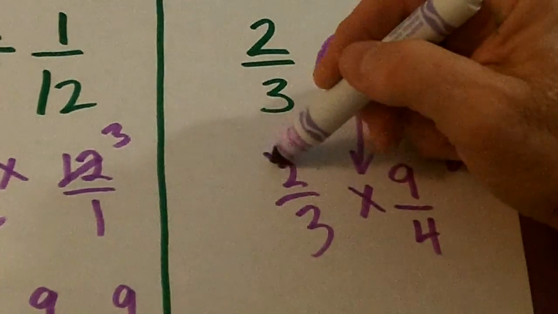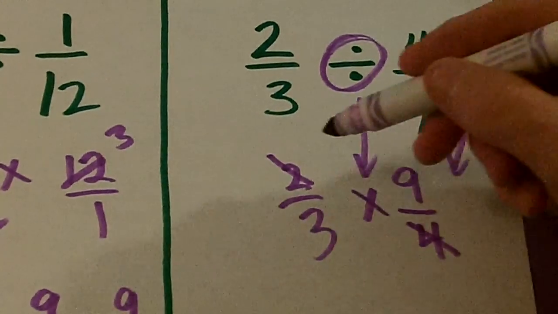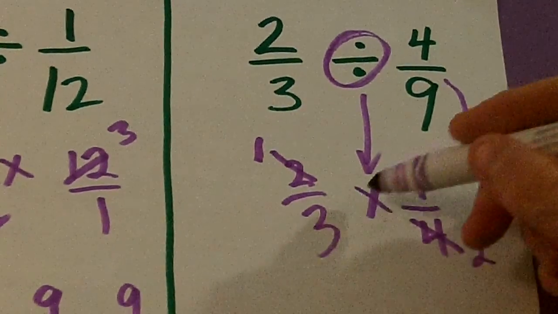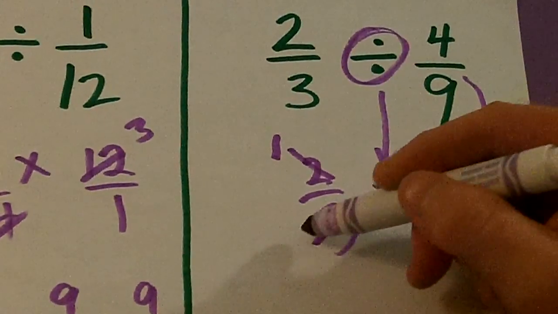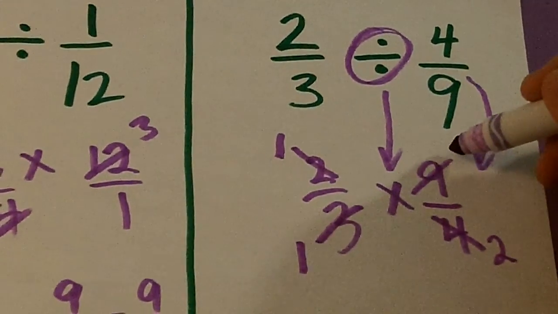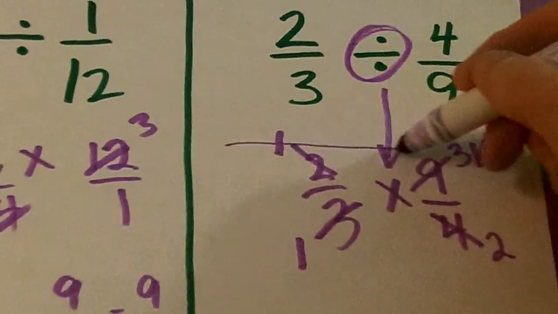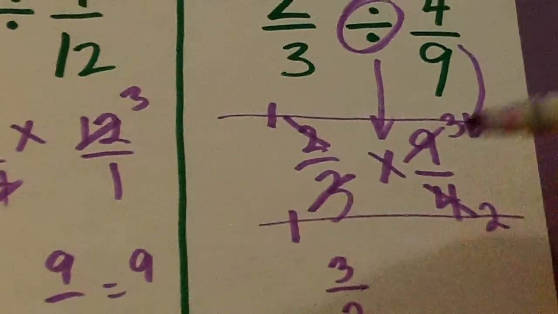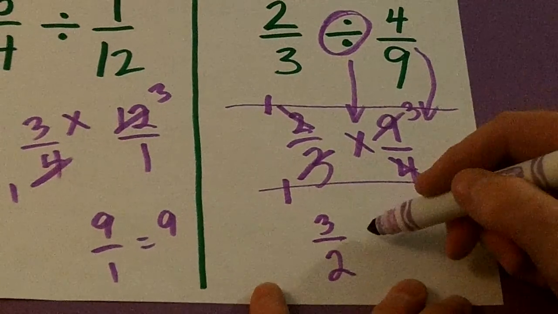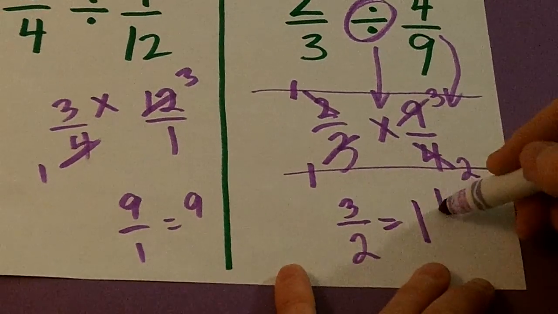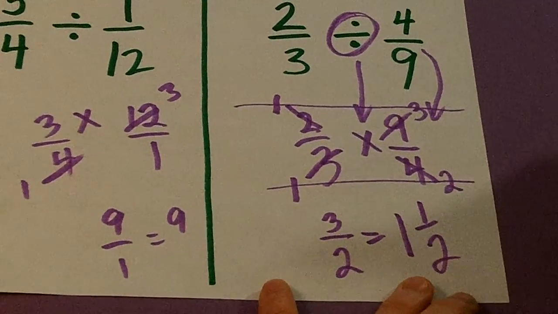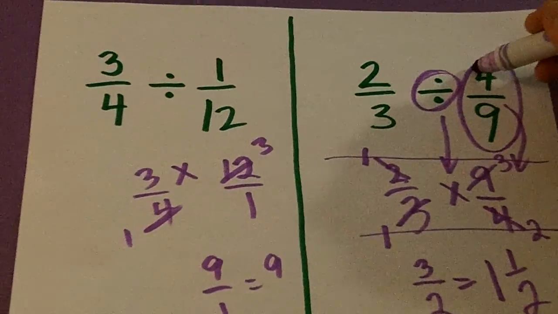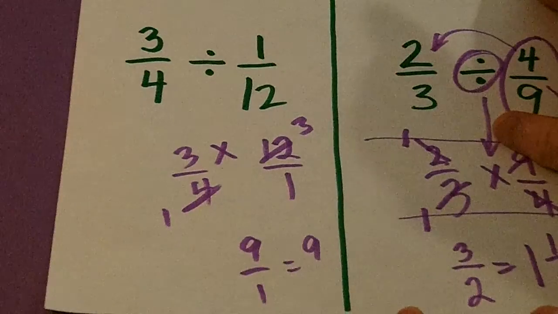Okay? Now we can cross cancel 2 ways. 2 goes into 2, 1. 2 goes into 4, 2. Now, 3 goes into 3, 1. 3 goes into 9, 3 times. Now we multiply across, we get 3 over 2. If you want to leave it as 3 over 2, that's fine. Or you could say it's 1.5. So 1.5 times 4/9 goes into 2/3.